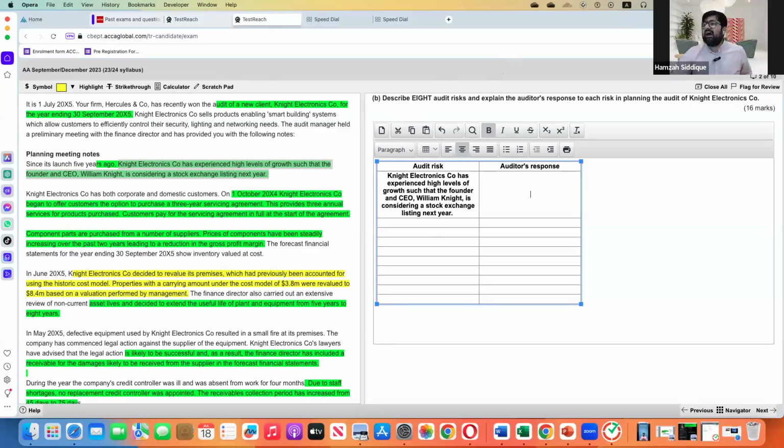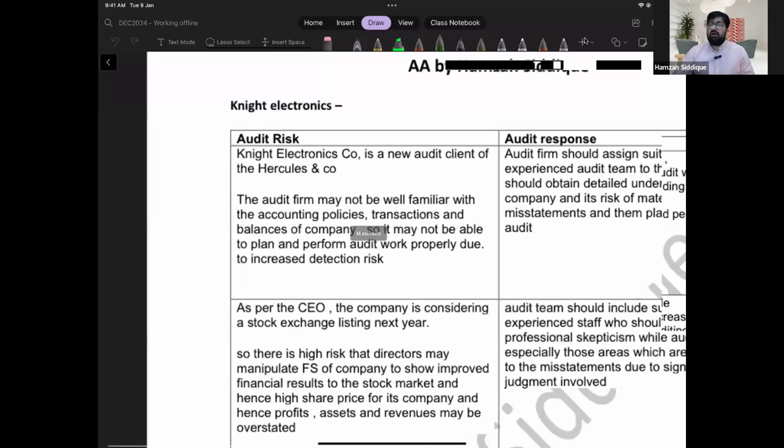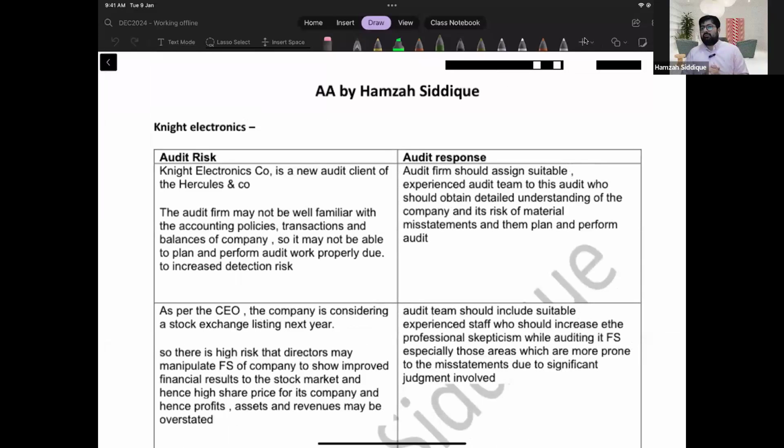This is the answer written by me, not by your examiner. The examiner's answer is also there, you may have that. I will be doing a proper analysis of the answer. This is answered by me. So it is a new audit client. This is the issue from the scenario.